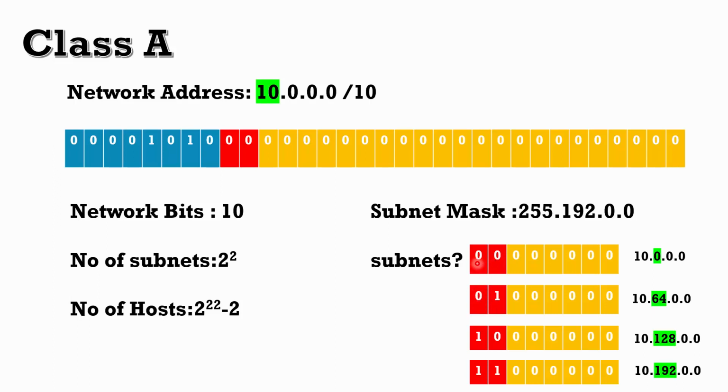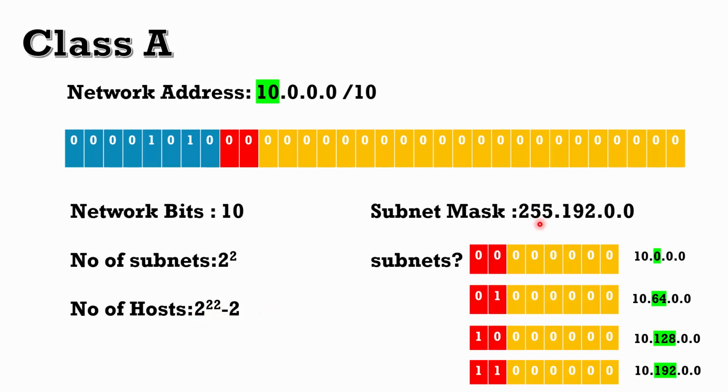4 patterns: 0 0, 0 1, 1 0 and 1 1. So according to that pattern, the value we have for that second octet changes. So here in the first case I have 0, for the second case I have 64, for the third case I have 128, and last I have 192. And when we consider the hosts, here I have only 22 bits for the host side. Therefore, the number of hosts I have in this case is 2 to the power 22 minus 2.